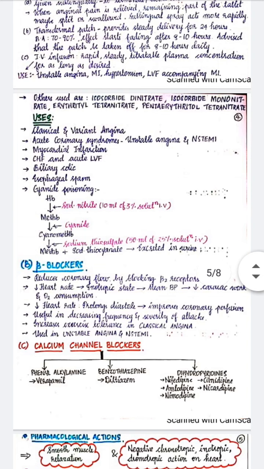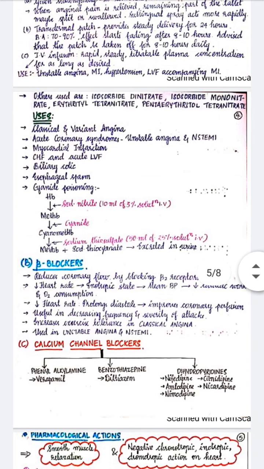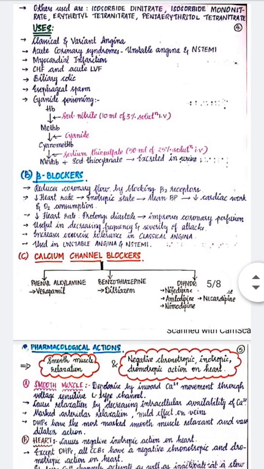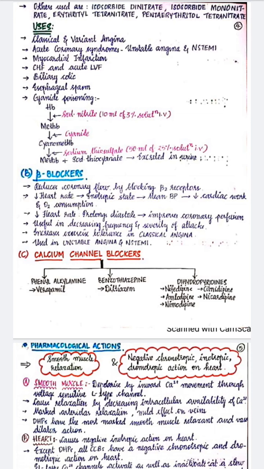The other uses of nitrates are classical and variant angina, acute coronary syndromes, myocardial infarction, CHF and acute left ventricular failure, biliary colic, esophageal spasm and in cyanide poisoning. So the use of nitrates to treat cyanide poisoning is quite important.